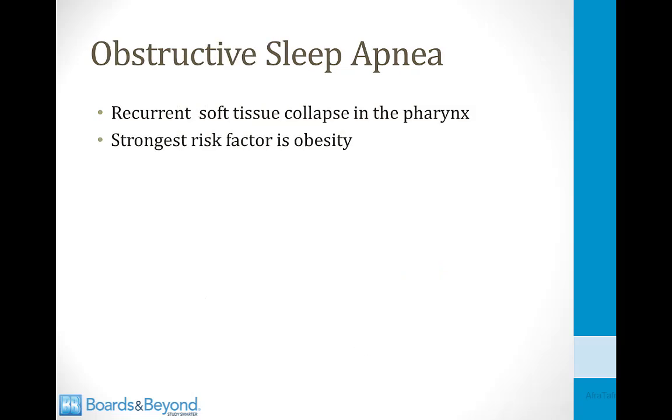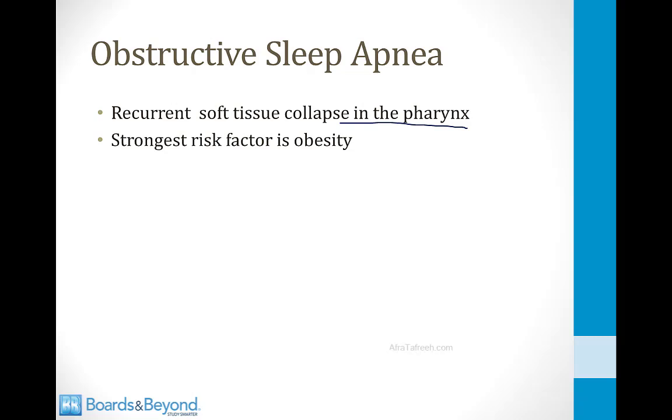Now let's talk about obstructive sleep apnea, which is far more common than central sleep apnea, and this is recurrent soft tissue collapse in the pharynx. If you've ever looked in the back of the throat of your patients, you know that there is a small opening there where air can pass down into the trachea. When patients become obese, that opening gets smaller and smaller, and if they're severely obese, that opening can actually close during sleep, and this will cause periods of apnea.